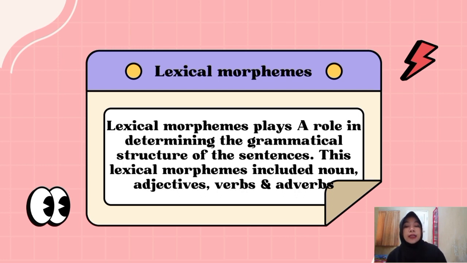The second one is lexical morphemes. Lexical morphemes play a role in determining the grammatical structures of sentences. These lexical morphemes include nouns, adjectives, verbs, and adverbs. Or in simple terms, they are small word meanings like "she" and "walks" in the sentence, "she walks."